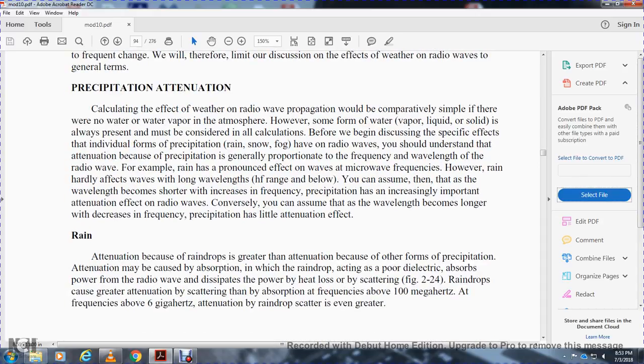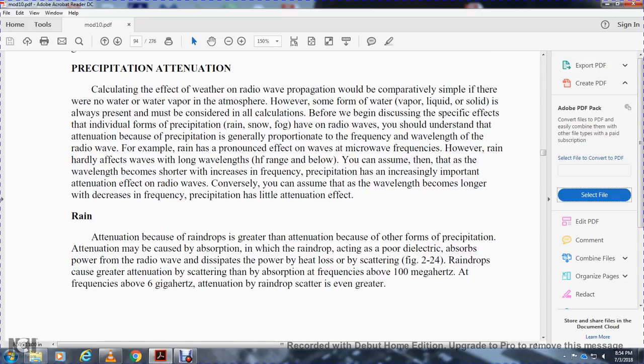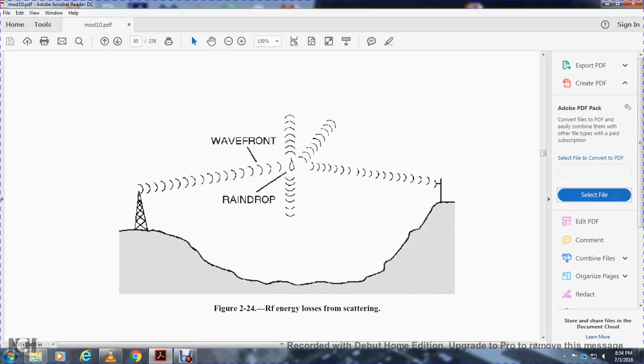Rain attenuation becomes greater the larger the raindrop, and is greater than the attenuation you have with other forms of precipitation. Precipitation attenuation may be caused by the absorption of the raindrop, which acts as a poor dielectric, absorbing power from the radio wave and dissipating it as heat loss. Scattering by raindrops causes greater attenuation than absorption at frequencies above 100 megahertz. At a frequency of 6 gigahertz, the attenuation by scattering from raindrops can be even greater. Figure 224 shows the radio frequency energy loss from scattering by raindrops in a weather front.